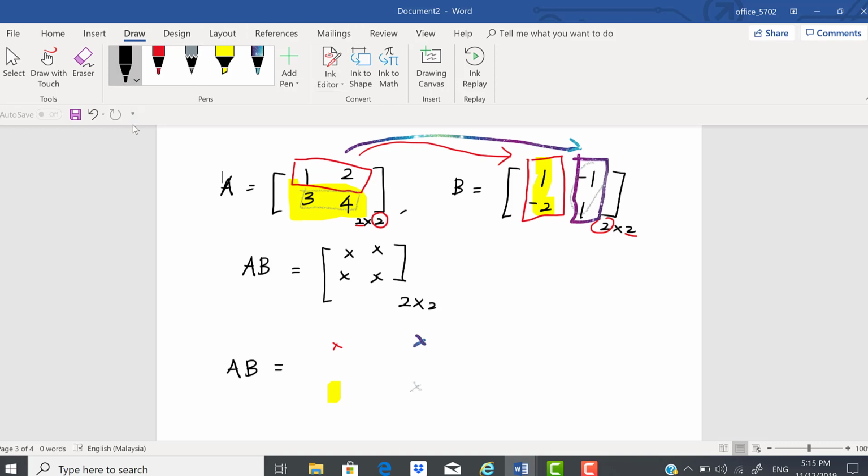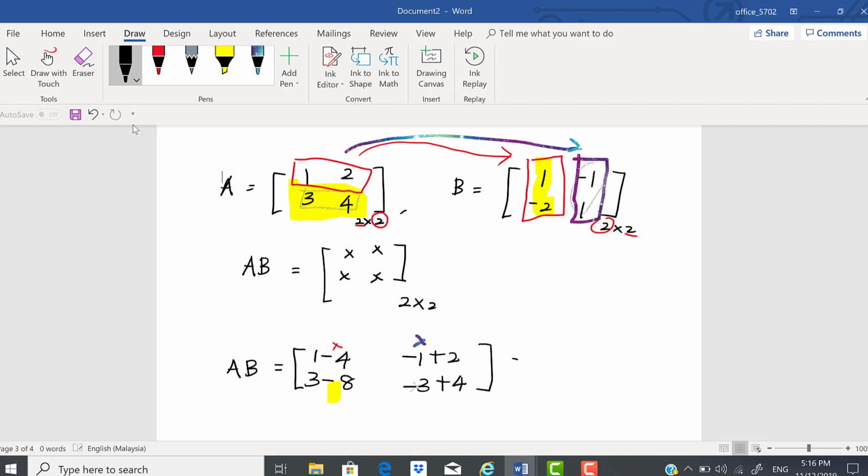Okay, now let's do it. So 1 times 1, you get 1. 2 times negative 2, you get negative 4. Now 1 times negative 1, you get negative 1. 2 times 1, you get positive 2. For this one, 3 times 1, you get 3. 4 times negative 2, you get negative 8. 3 times negative 1, you get negative 3. 4 times 1, you get 4.